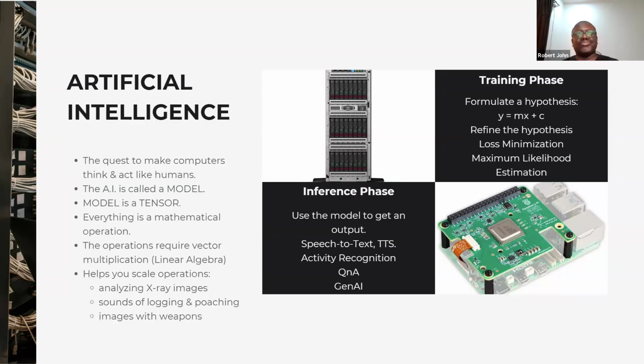One phase requires a lot of power, and that's where we're talking about server rooms and GPU clusters and things like that. The other phase, which is the inference phase, doesn't require a lot of server resources. It just requires deployment. Okay, so back to my bullet point. So the operations require vector multiplication, right?